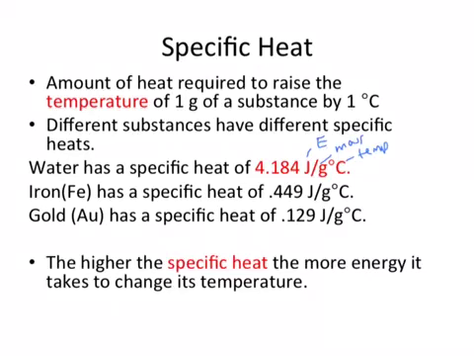Basically, it would take $4.18 to get 1 gram of water to raise by 1 degree Celsius, whereas it only takes 45 cents to get 1 gram of iron to raise by 1 degree Celsius, or only 13 cents to get 1 gram of gold to raise by 1 degree Celsius. The higher the specific heat, the more energy it takes to change its temperature.